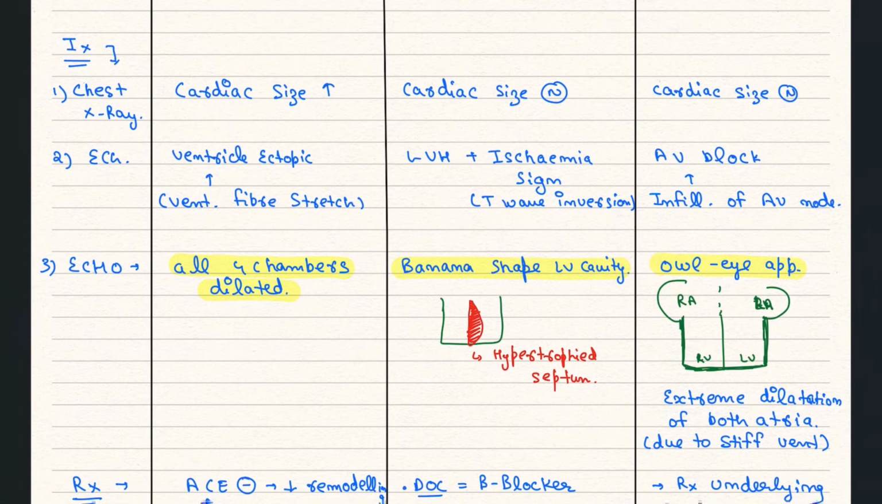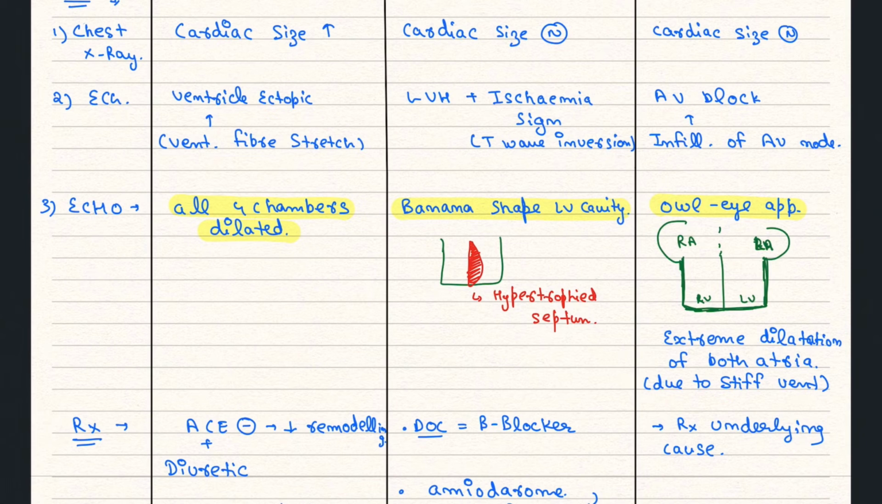The cardiac size will increase only in dilated cardiomyopathy, while the other two have normal cardiac size. On ECG there will be ventricular ectopics in the dilated one, okay, and ischemic changes with left ventricle hypertrophy in the hypertrophic one, and in the restrictive one AV block will be seen. Okay, on echo the dilated one will have all four chambers dilated, and due to the hypertrophy in hypertrophic cardiomyopathy, a banana shaped left ventricle cavity will be seen. Okay, while in restrictive, due to the restriction, right atrial pressure will increase, which can lead to an owl eye appearance.